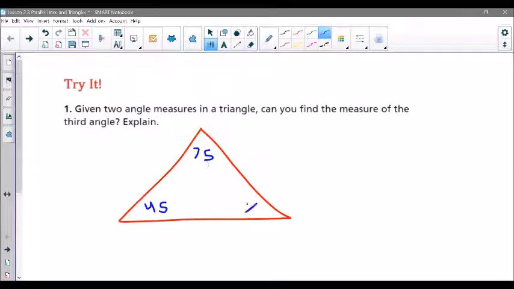Can we find this angle? Can we find that third one? Given any two angle measures in your triangle, can you find the measure of a third? Anyone want to take a guess? Yeah, I think you can. Yes. All right, he says yes, and I completely agree. Does anyone disagree? Does anyone think, how the heck are we supposed to do that? We are missing too much information.